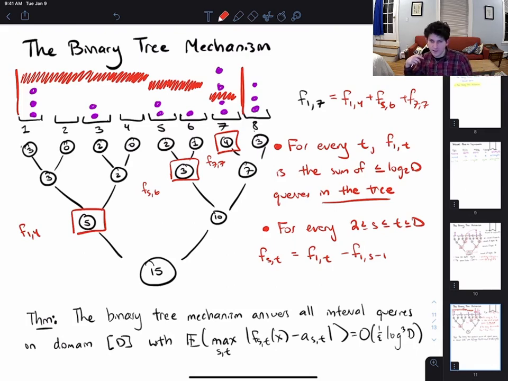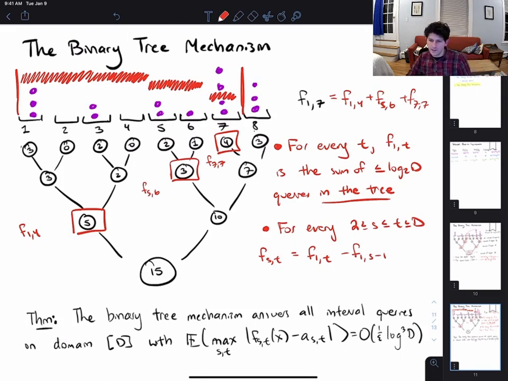That's the whole theorem. There are a few details to fill in: if you wanted to actually code this up, you would have to think of exactly how you represent the nodes in the tree, which things you're counting, and, maybe more importantly, how to recover the answers. You have to fill in the gaps in the statement I just made, that there's always a way to sum up logarithmically many answers to get the intervals you want. The final result we get is that the binary tree mechanism answers all interval queries in a domain of integers 1 through d with expected maximum error 1 over epsilon times log cubed of d.